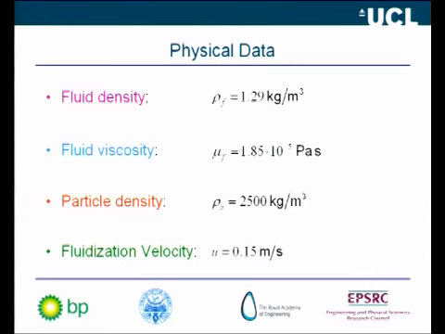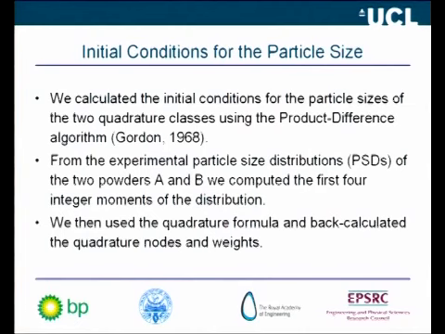The system is the one with the powders that I presented. They are ballottini, so their density is 2,500 kilograms per cubic meter. And as I said, we fluidized it using air. The fluidization velocity that is represented here is high enough to vigorously mix the bed, the 2 powders.